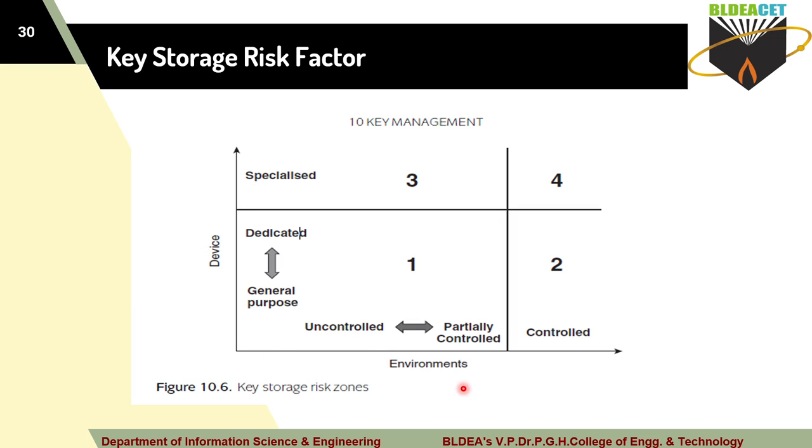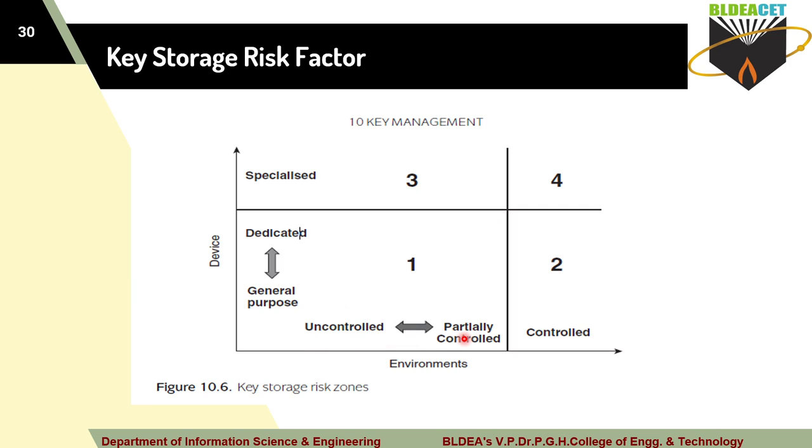In the environments, you have different types. The first is uncontrolled, which you can't control. If you go shopping, in the shopping mall also you are using devices, and there everyone has the authority to access. In that situation, providing security is uncontrollable. So that situation you call uncontrolled.